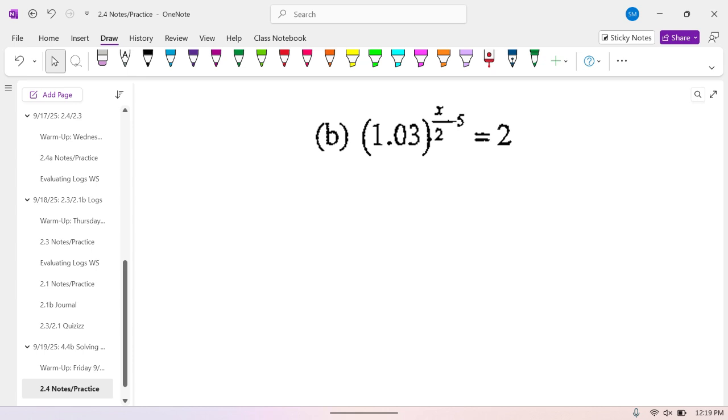It's only when you have a log and there's a little number.